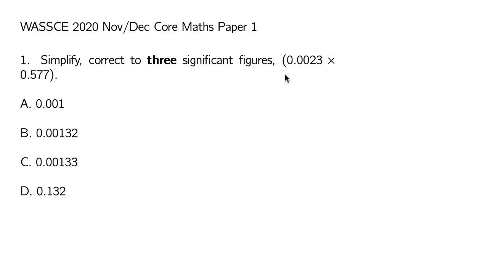Here we are asked to simplify correct to 3 significant figures this product, 0.0023 times 0.577. What you can do here is to punch this into your calculator and see the result. And when you do that, on my calculator, I got 0.001323271. So having got this result, you now want to round it off to 3 significant digits or 3 significant figures.